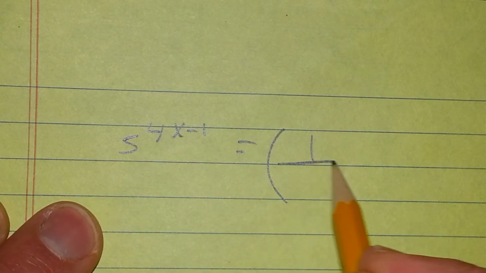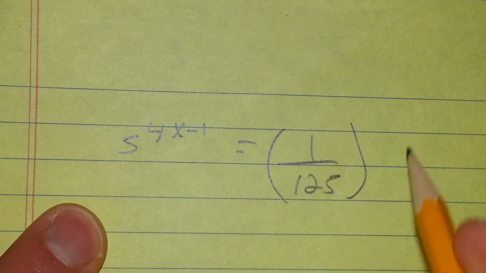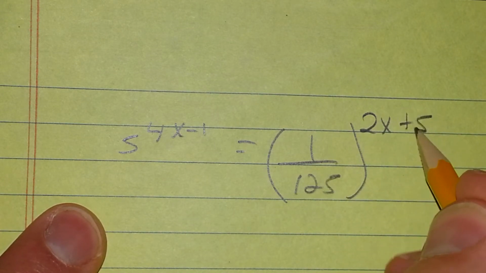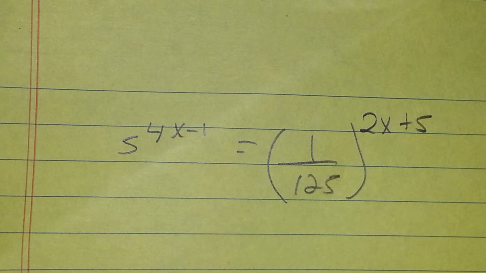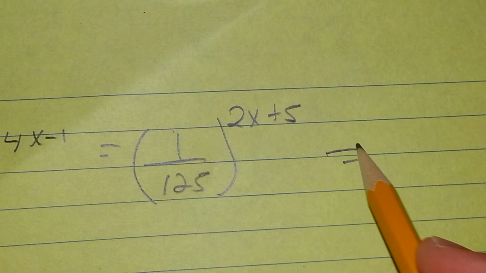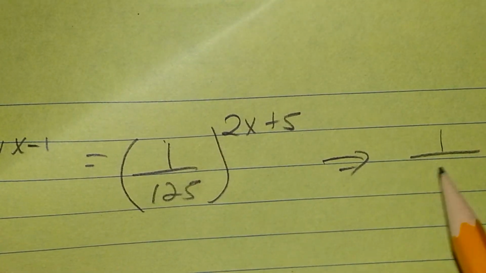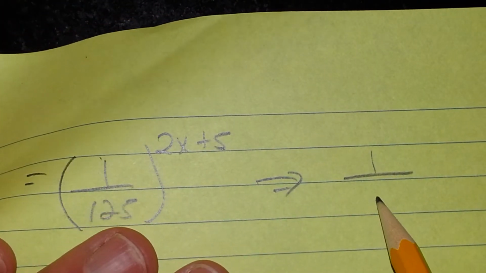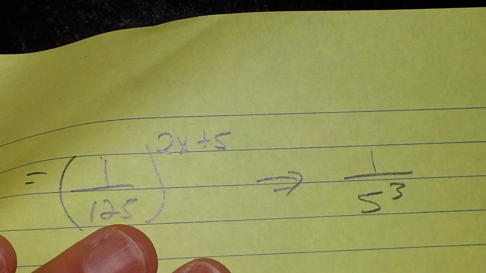We're going to solve this problem here. I've got 5 to the 4x minus 1 equals 1 over 125 to the 2x plus 5. Let's get this base to look like a 5. So 1 over 125 is really 1 over 5 to the third power, because 5 to the third power is 125.